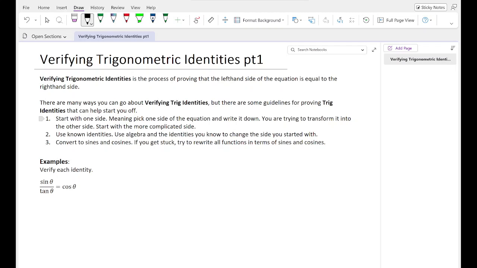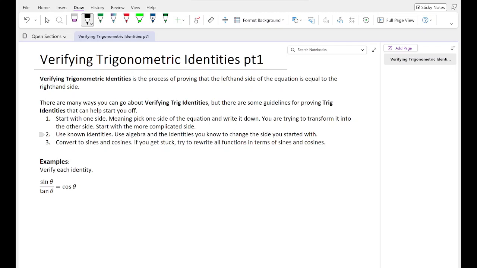It seems counterintuitive, but you should always start with the more complicated side. The more complicated it is, the more you can do. The more you can do, the more options you have. The simpler side you choose, the less you can do because you have fewer options. So it's counterintuitive, but always start with the more complicated side.